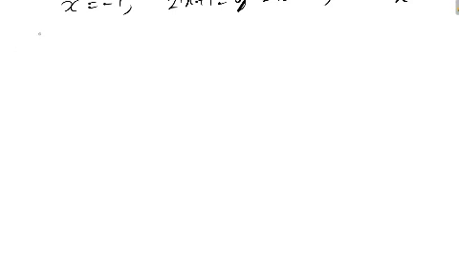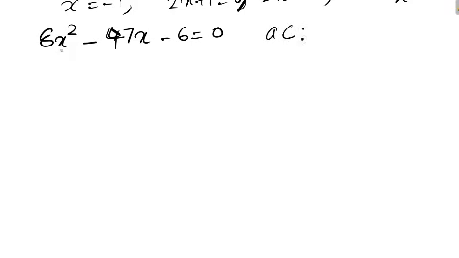Next question. 8x square minus 47x minus 6 is equal to 0. So first check whether the coefficient of x square is 1. No, it's not 1. So you have to find a into c. A into c is 8 into negative 6, that is negative 48, and b is negative 47. So which are the numbers whose product is negative 48 and sum is negative 47?